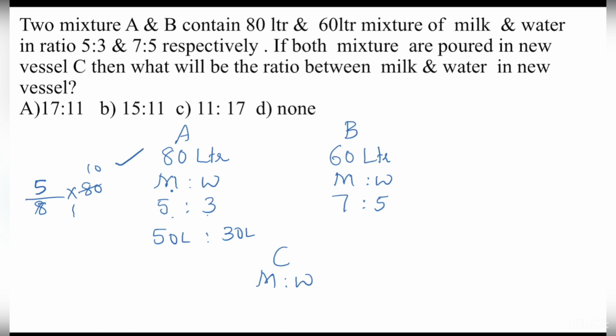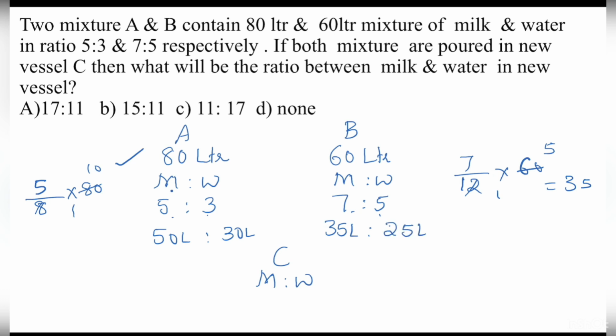Similarly here in 60 liters, if 7 parts is milk, means total milk in liters is how much? 7 by 12, 7 plus 5 is 12, into 60. 12 ones are 12, 5s are 60, 7 5s are 35. So 35 liters is milk in this container, and water will be how much? 60 minus 35 is 25. So 25 liters will be water.